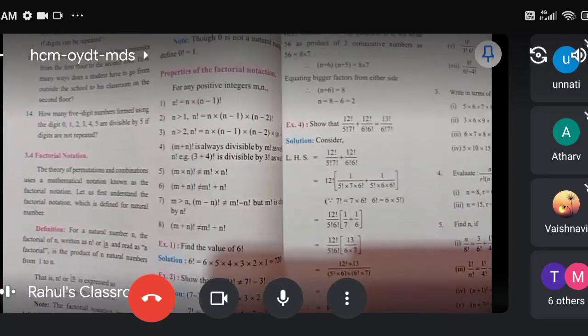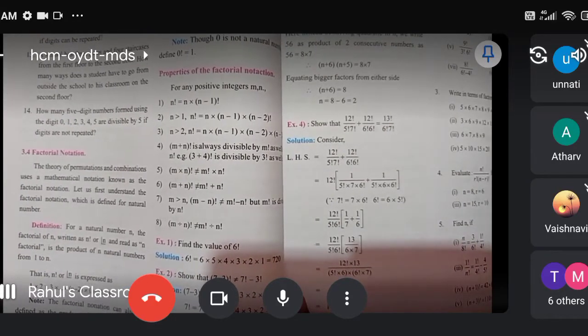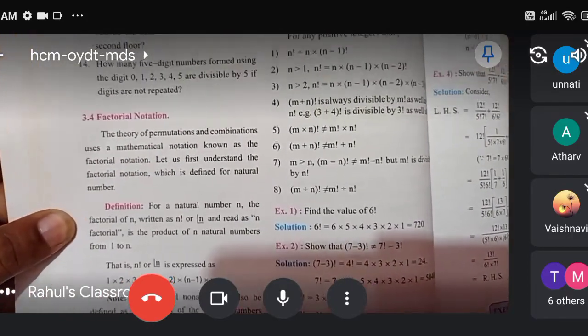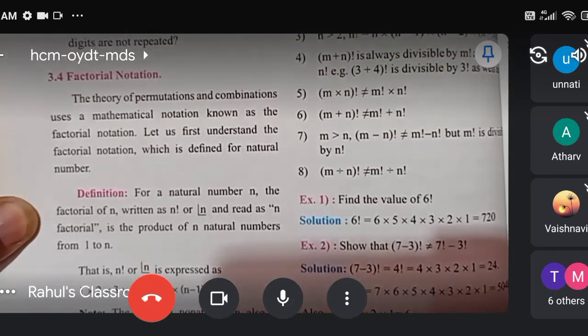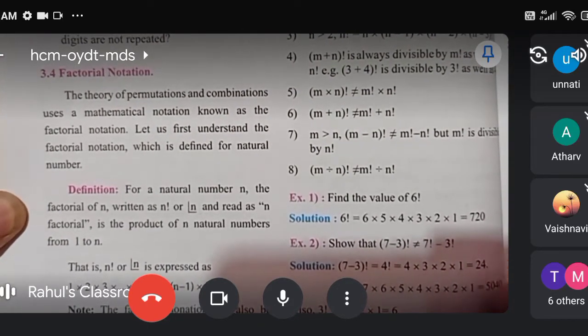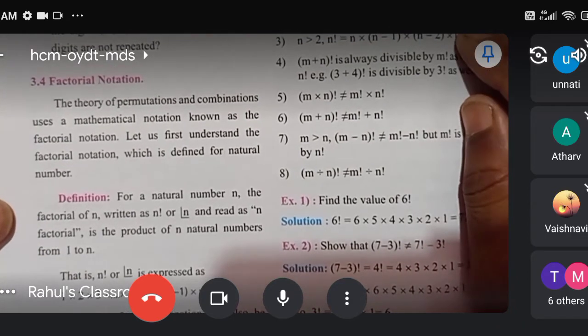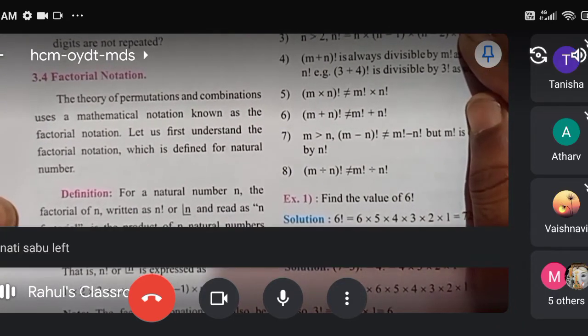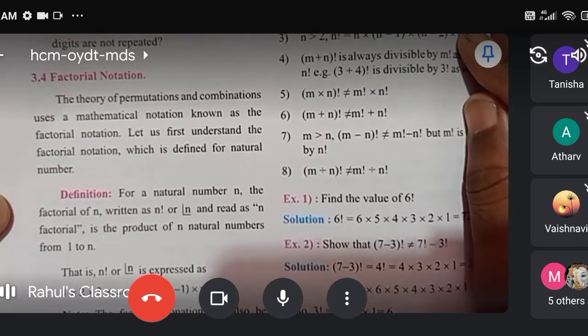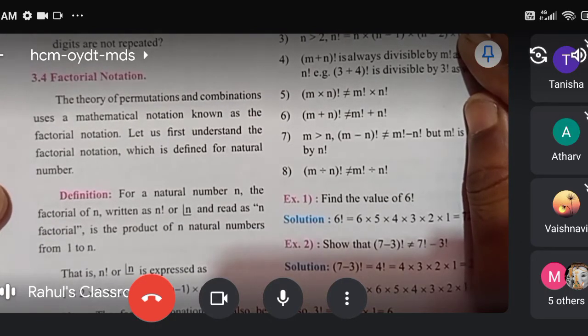We have to start one important part from permutation and combination, that is, factorial notation. Factorial notation is one of the important terms in mathematics. It is very simple. ही खूप सिंपल लहान आहे परंतु महत्वाची सुद्धा आहे.